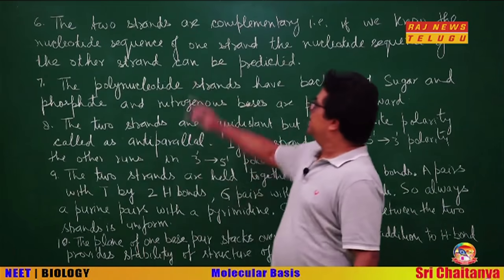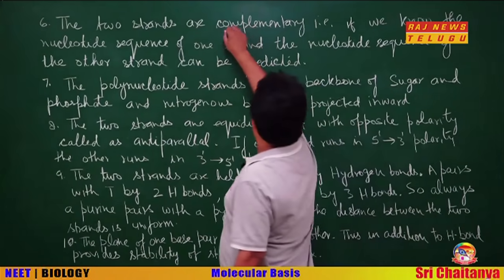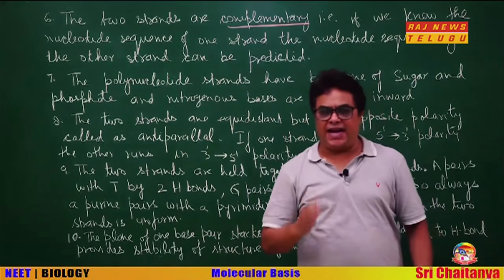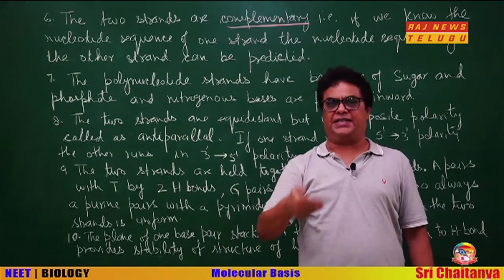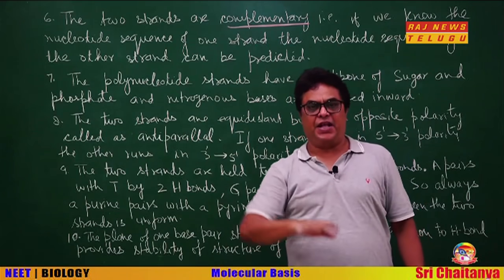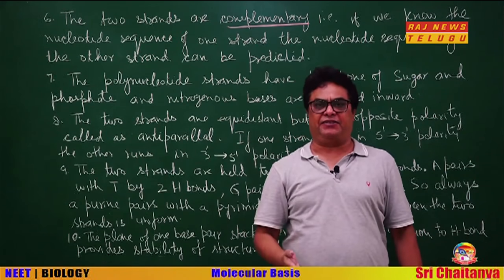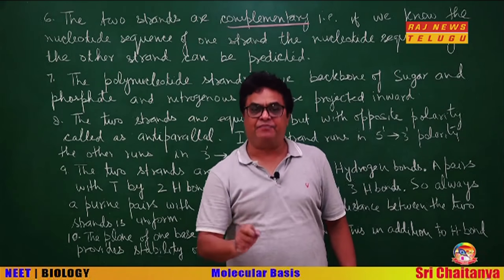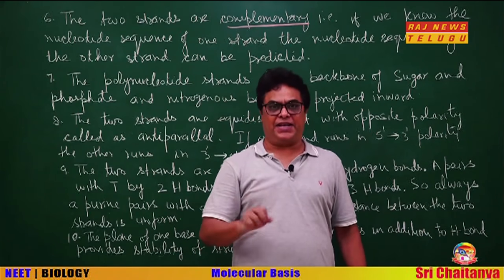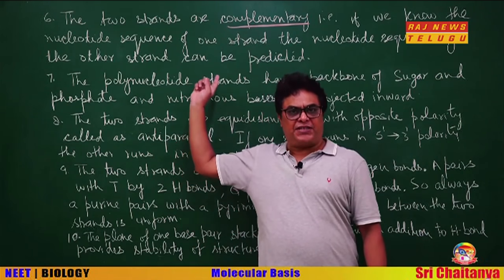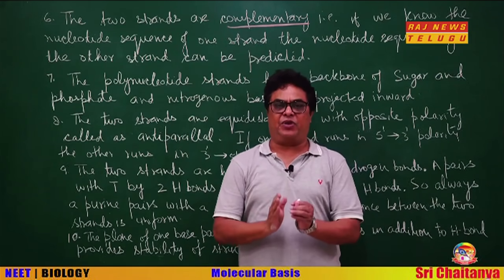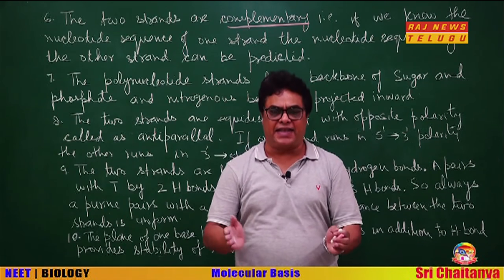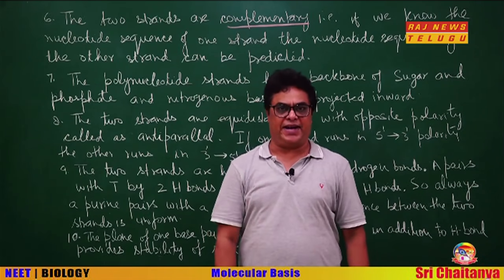Next point is that the two strands are complementary to each other. This means that if we know the nucleotide sequence of one strand, we can predict the nucleotide sequence of the other strand, and this feature is very important for replication of DNA. It is due to this feature that when a DNA molecule makes its copies, both the daughter DNA are exactly similar to the parental DNA molecule.